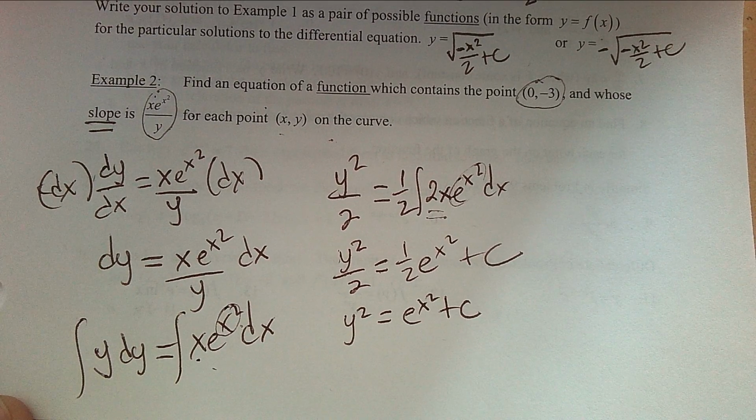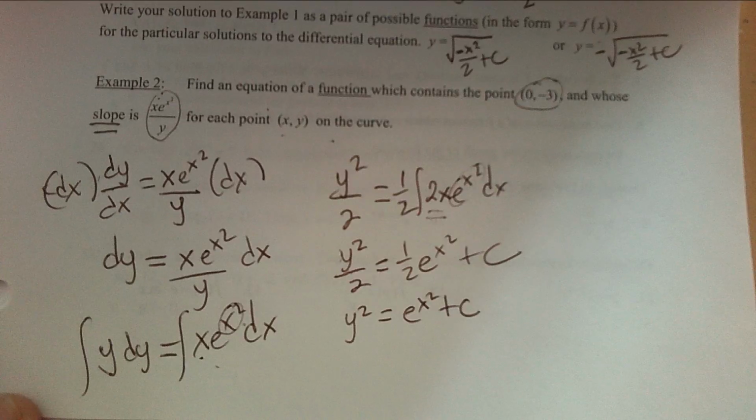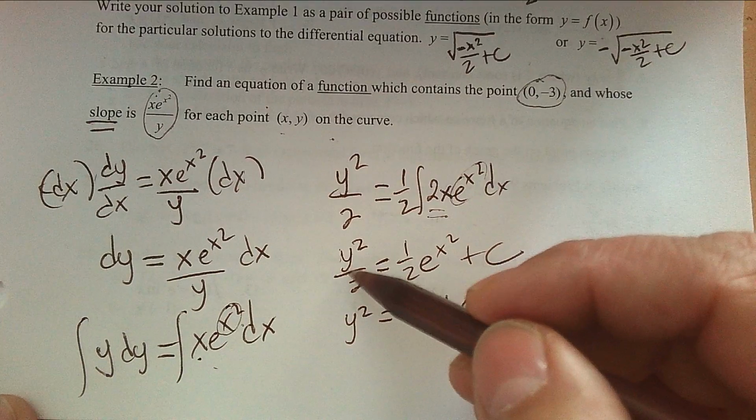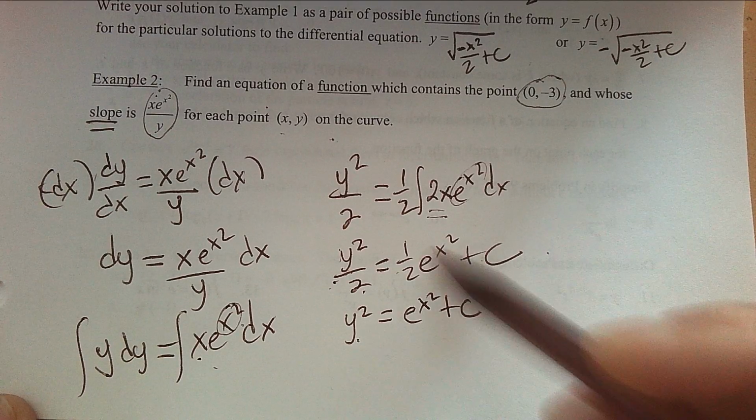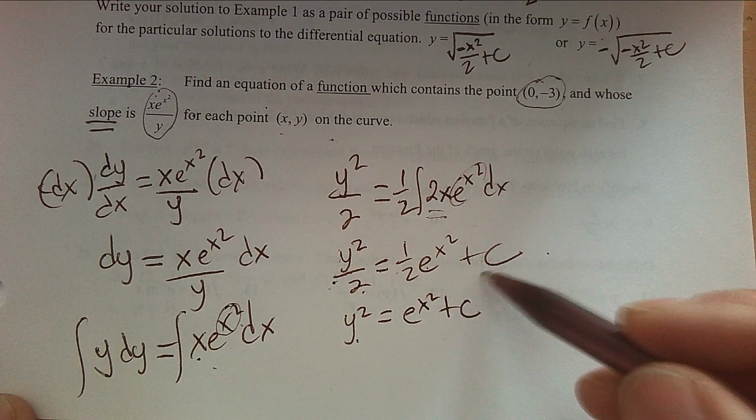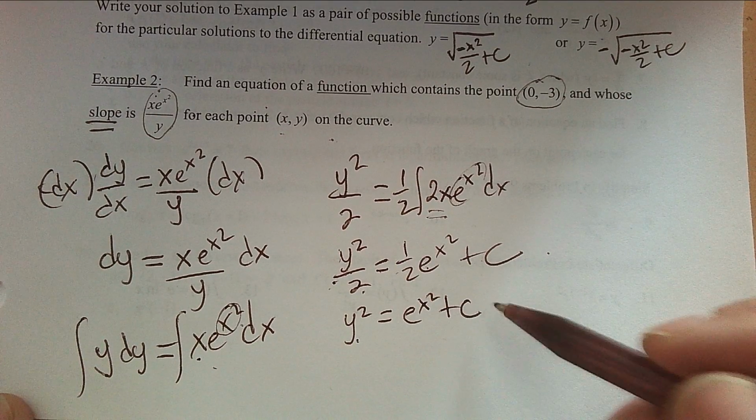So again, how did I write down that line? Why did I write down that line? How did I get y by itself? Instead of dividing by 2, what did I do? And when I multiplied by 2, right? I don't need 2c to create a different constant. It can stay just c.